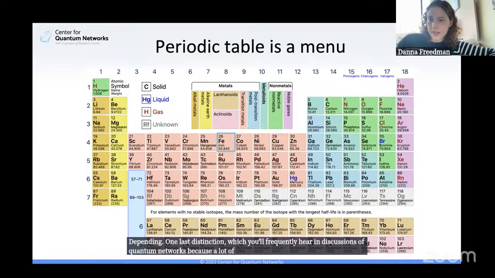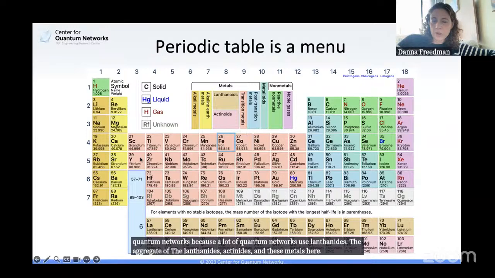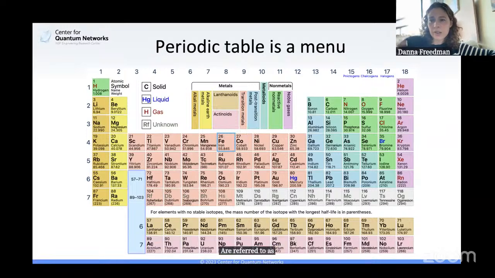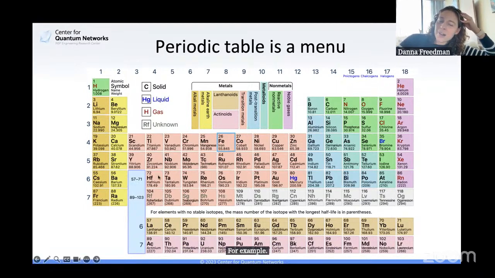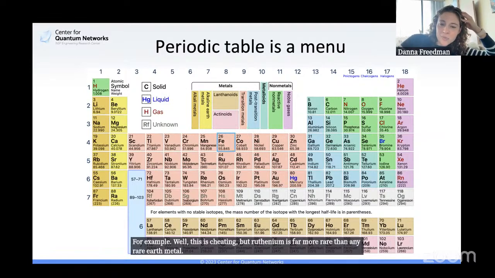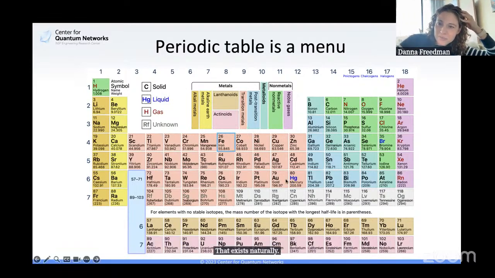One last distinction, which you'll frequently hear in discussions of quantum networks, because a lot of quantum networks use lanthanides: the aggregate of the lanthanides, actinides, and these metals here are referred to as the rare earth metals, which is, as you probably know, a misnomer, and they are not necessarily rare. For example, well, this is cheating, but ruthenium is far more rare than any rare earth metal that exists naturally, not nobelium.